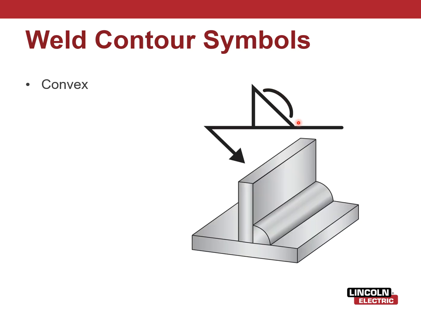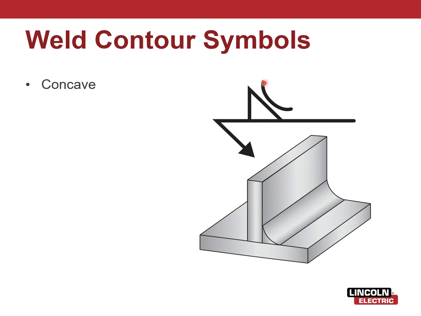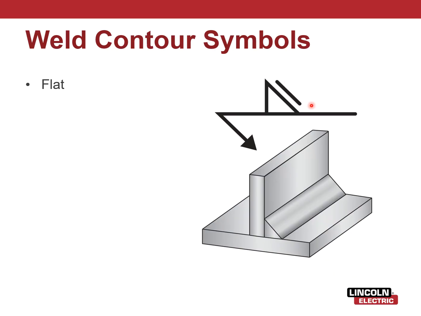So convex, again, just looks like the contour we're looking for. So this is the weld symbol, a fillet weld, right? A triangle, that's what we're trying to make inside that 90-degree corner. And we want a convex, a slight buildup. Concave, sunken in. And then flat, just equal toe to toe.